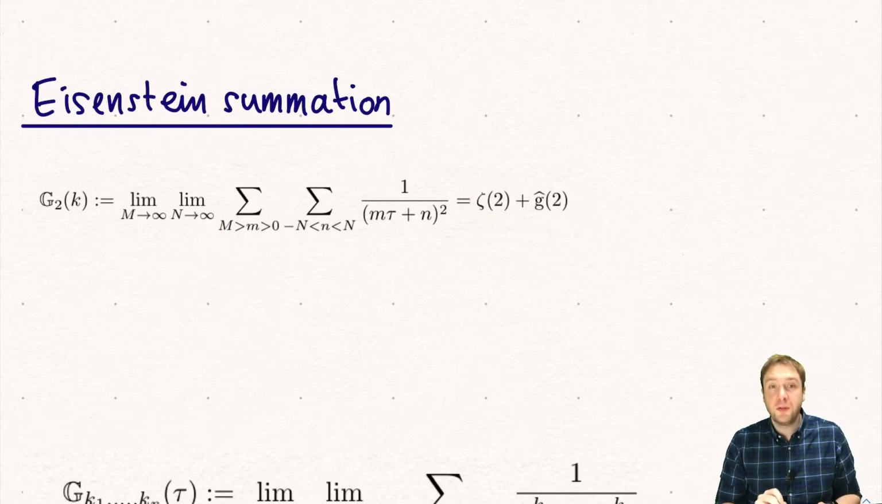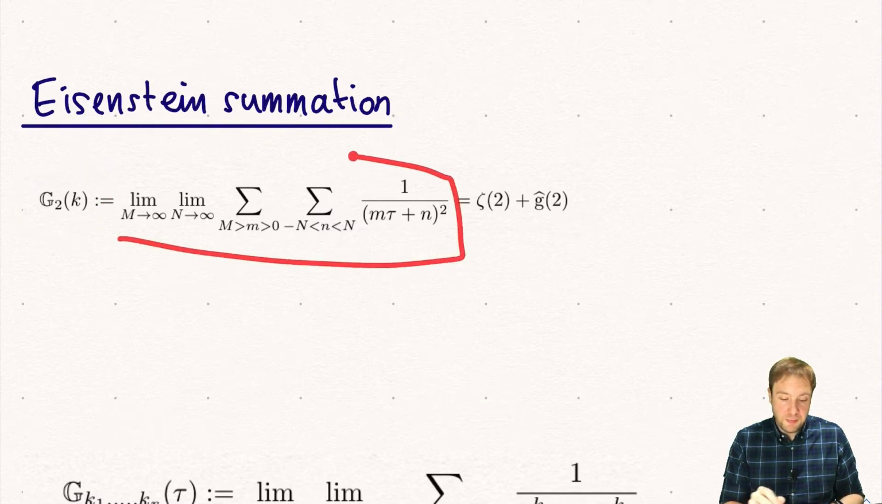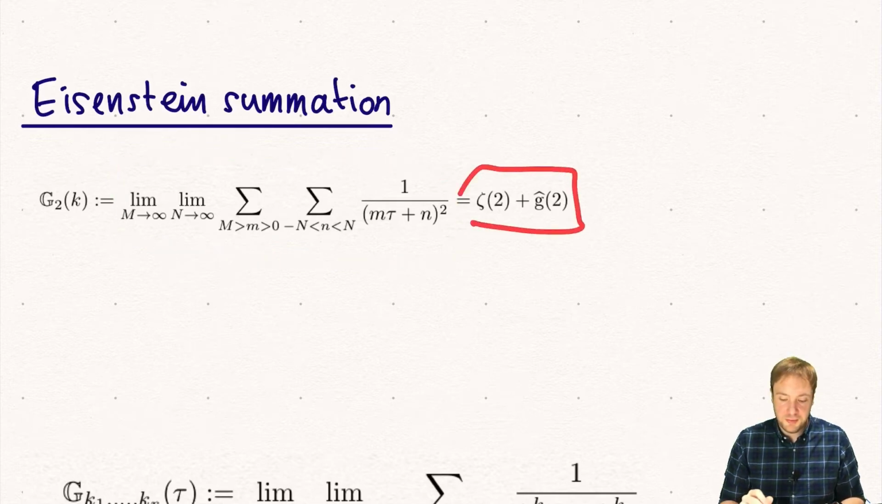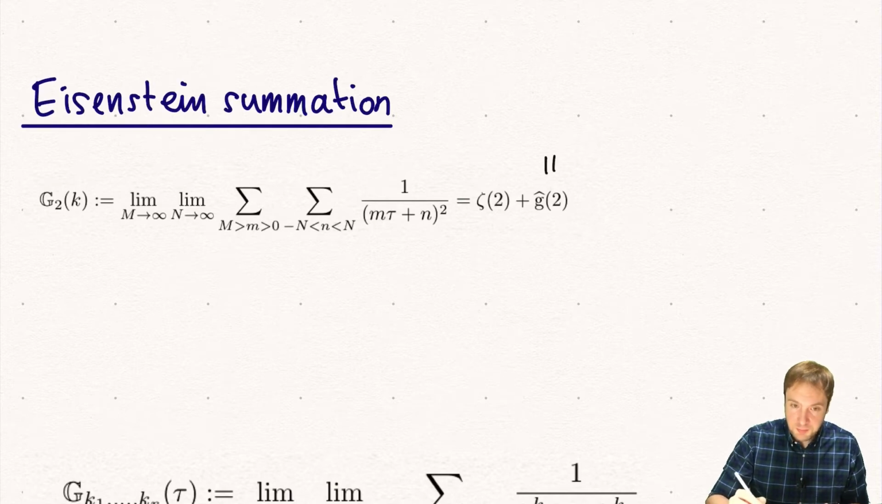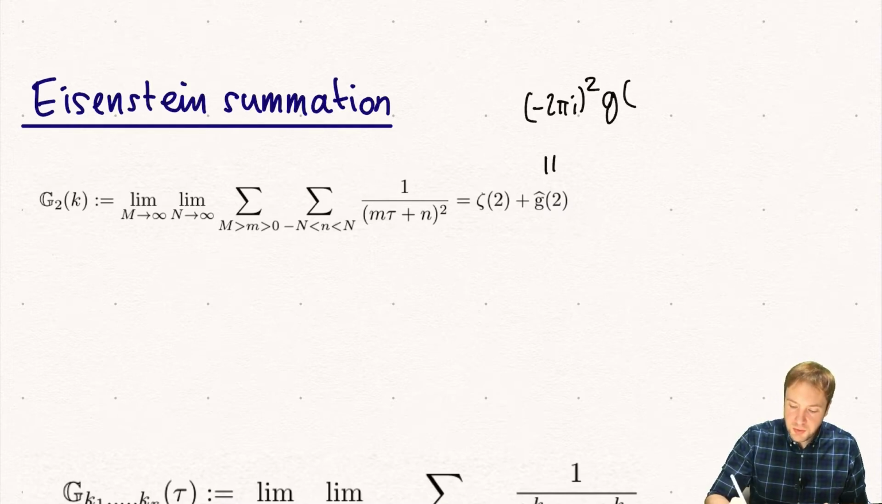But this sum is not absolutely convergent. So in this case, this is not a modular form, but this limit here exists, and this gives exactly zeta 2 and g hat 2. Where I forgot to introduce what I mean by g hat. So g hat just means that we introduce this factor minus 2 pi i to this g2.